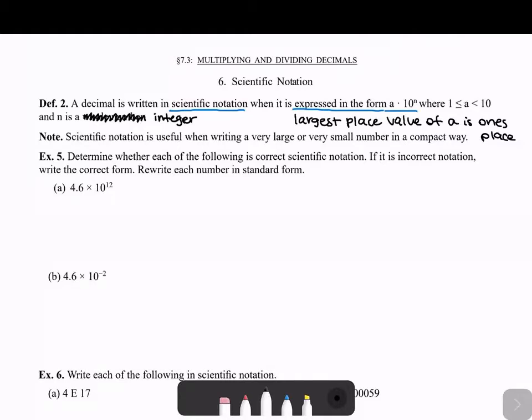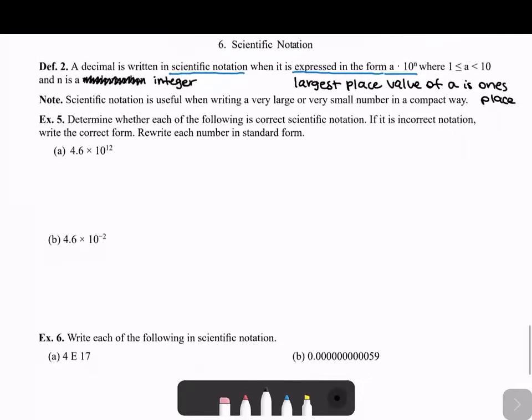So we want to look at these two examples to see if they're written in scientific notation the correct way. Remember, the correct way really comes down to checking this value A that's multiplied by some power of 10. In this case, we have 4.6 and 4.6. So these both are 4.6 times some other number, which is in correct scientific notation, right? The number that we multiply by the power of 10 has largest place value in the ones place. Well, 4.6 does. And so we want to talk about how to write this in standard form.